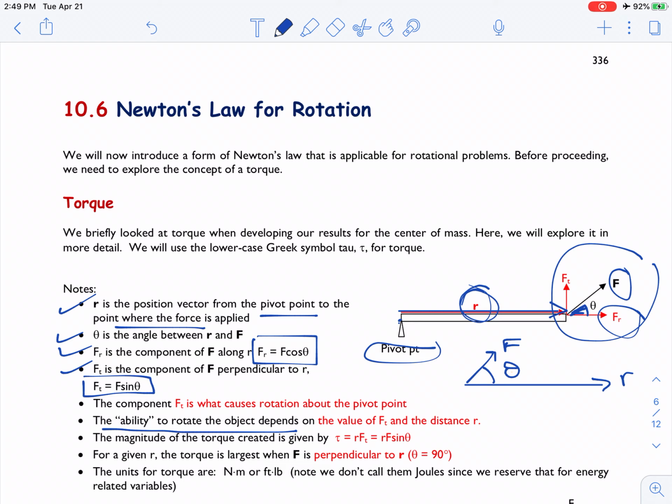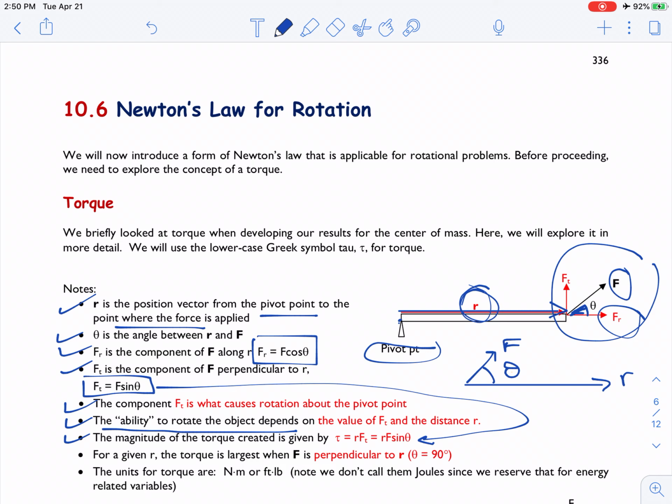Okay, so I'm going to repeat the last three items that I'm talking about. The tangential component of F is what causes rotation about the pivot point. The ability to rotate the object depends on the value of the tangential force and the distance r, that's the moment arm. And the magnitude of the torque created is given by r times Ft, because these are perpendicular to each other. But Ft is what? F sine theta, right? Put that in. It becomes r F sine theta.